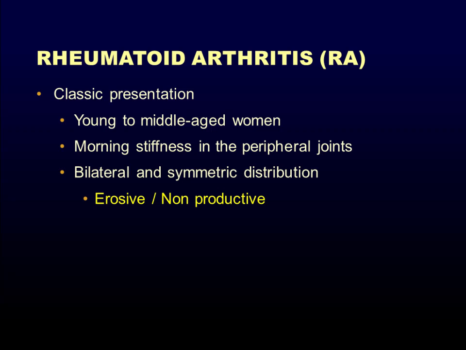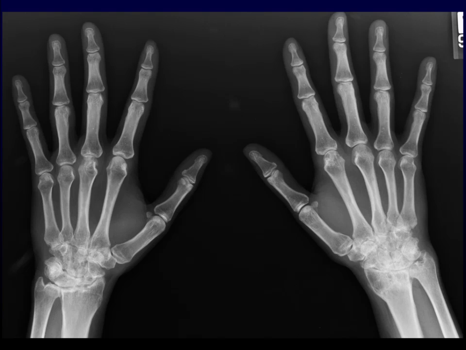So the next disease I'd like to talk about is rheumatoid. Should be purely erosive with no bone productive changes. Sometimes after the joint has been eroded or the cartilage has been eroded away for a long time, they may develop secondary osteoarthritis on top of it. It tends to be bilateral and symmetric.